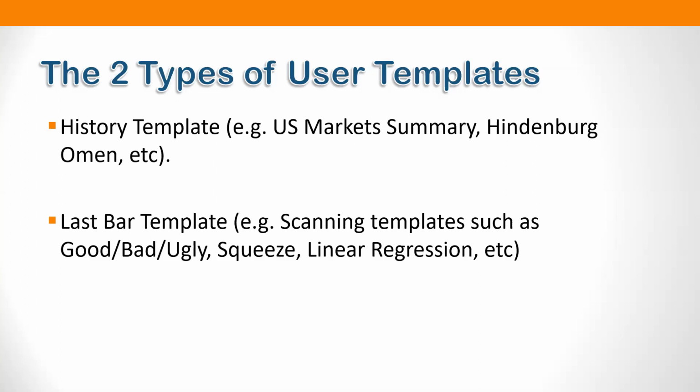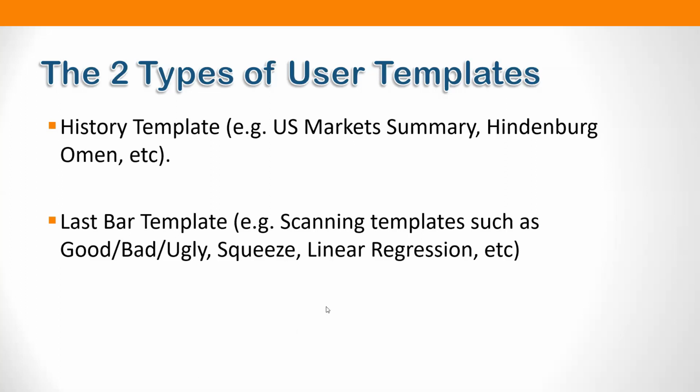And then there's this last bar template or scanning template, and examples of that would be the good, bad, ugly template, squeeze template, linear regression, etc. And in those templates, the rows are actually stocks or tickers, and they correspond to whatever ticker that you have in your symbol list. So we'll talk about that too.